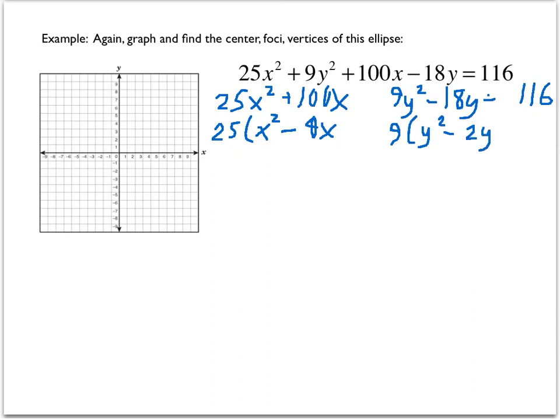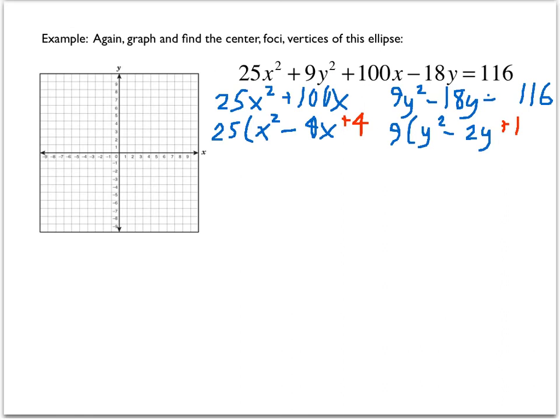And now I'm going to complete the square like I've done before. And again, I'm going to focus just on what's inside here. So if I complete the square on this, I notice that half of that negative 4 is negative 2. I square that so I can add 4 right there. And over here with my y's, half of negative 2 is negative 1. Negative 1 squared is plus 1. So I'm going to add that.